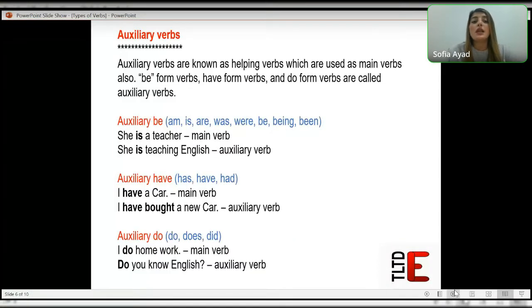Auxiliary verbs. Auxiliary verbs are known as helping verbs, which are used as main verbs also.